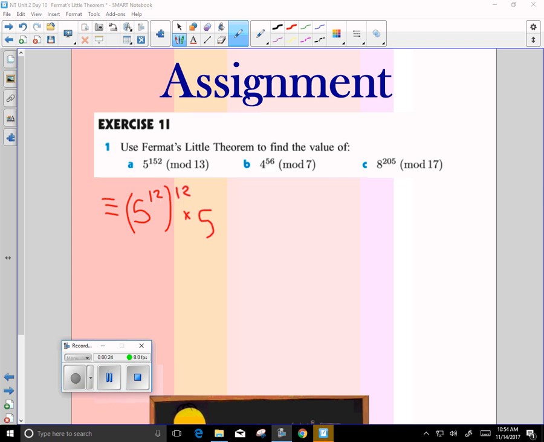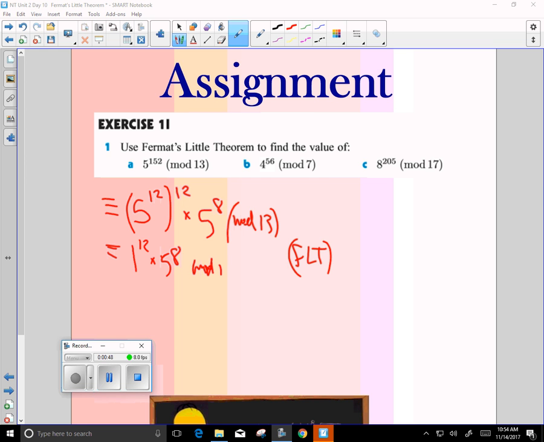This is 144, so that's going to be 8 mod 13. And what is 5 to the 12th mod 13? According to Fermat's theorem, 1.